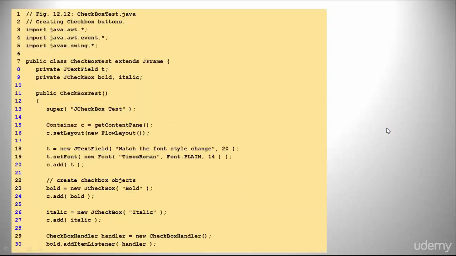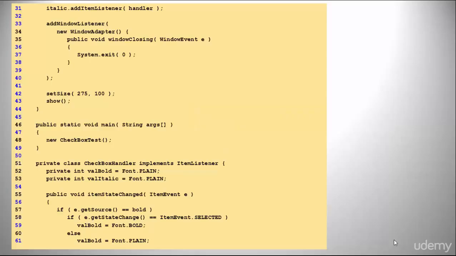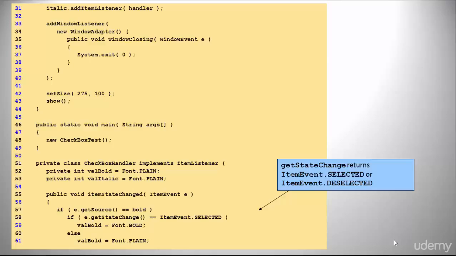Here's another piece of code. In this section right here, we create the JCheckBoxes. Because CheckBoxHandler implements the ItemListener, it must define the method itemStateChanged. Here, the getStateChange returns ItemEvent.SELECTED or ItemEvent.DESELECTED.